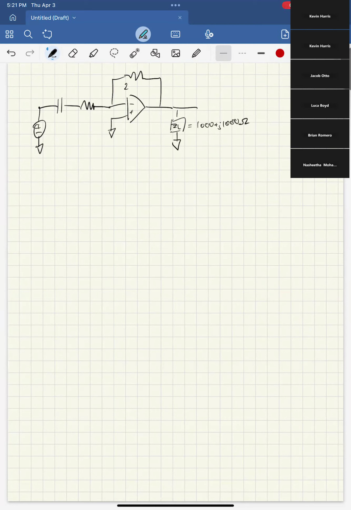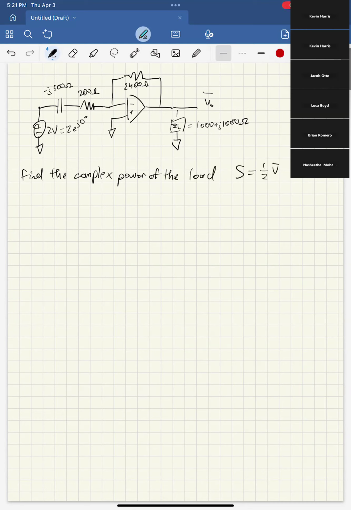Okay. And then this is 2400 ohms, this is 200 ohms, this is negative J 500 ohms, and this is 2 volts, or 2e to the J 0. And this is V L bar. Okay, so the question here is find the complex power of the load. So this is telling us to find S equals 1/2 V bar I bar conjugate. So this is your goal. You want to find the voltage here and then find these things.